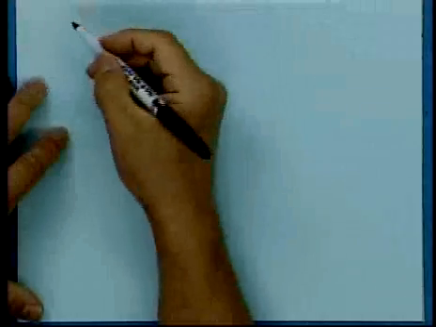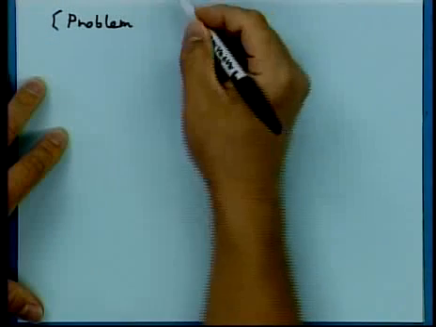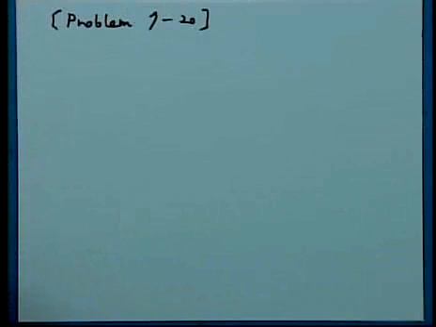Okay, so this problem deals with continuous compounding. And again, the nominal interest rate and effective interest rate. So this is problem 7-20. So in chapter 4, we have learned about compound amount for continuous compounding case, right?